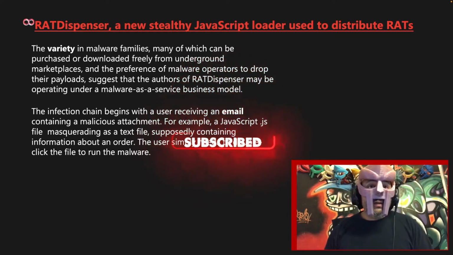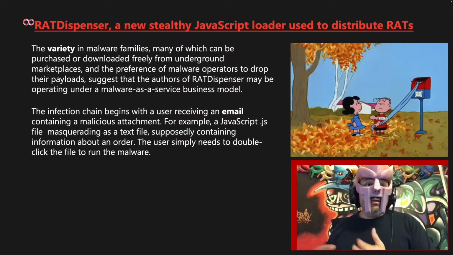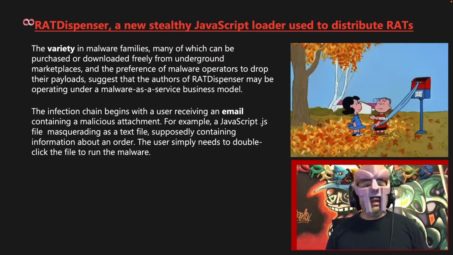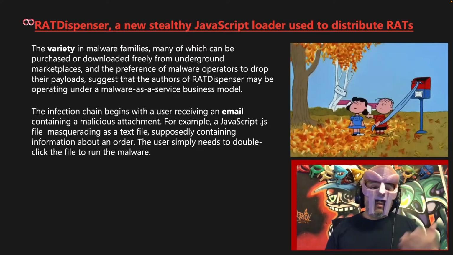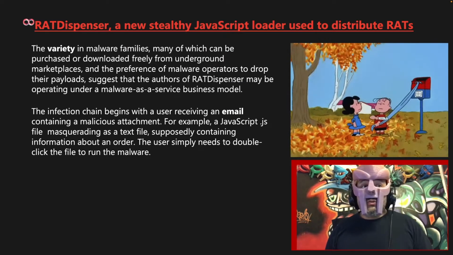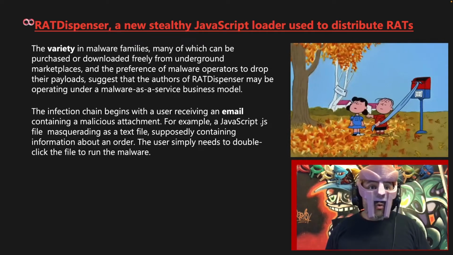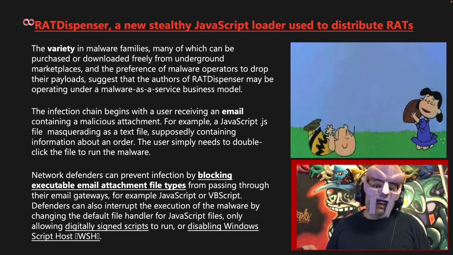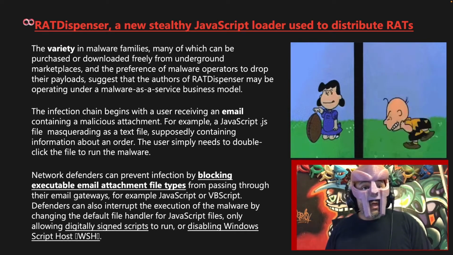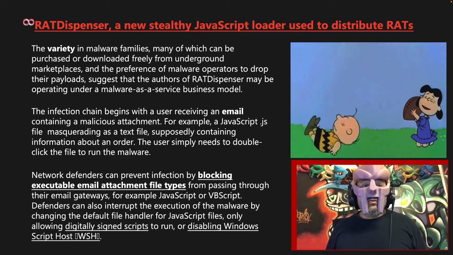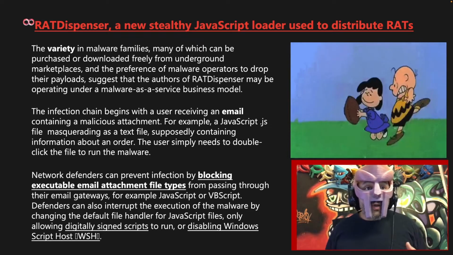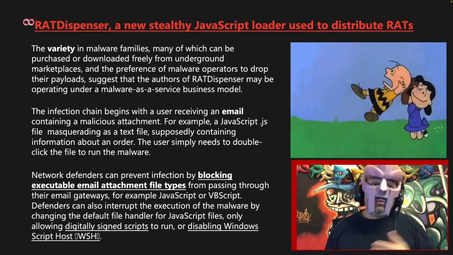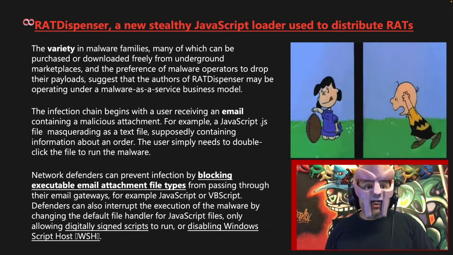Now, the infection chain begins with a user receiving an email containing a malicious attachment. For example, some JavaScript (JS) file masquerading as a text file, supposedly containing information about, let's say, an order. Now, the user simply needs to double-click the file to run the malware. Network defenders can prevent infection by blocking executable email attachment file types from passing through their email gateways, for example, JavaScript or VBScript. Defenders can also interrupt the execution of the malware by changing the default file handler for JavaScript files, only allowing digitally signed scripts to run, or disabling Windows Script Host.